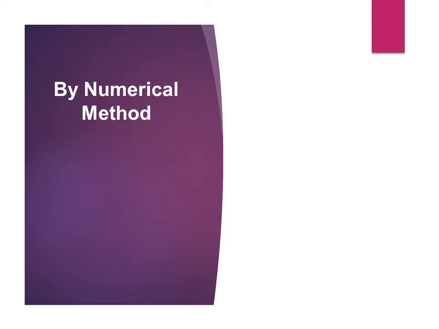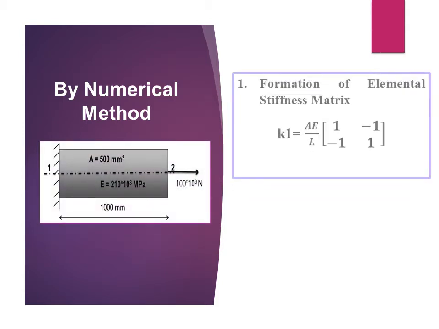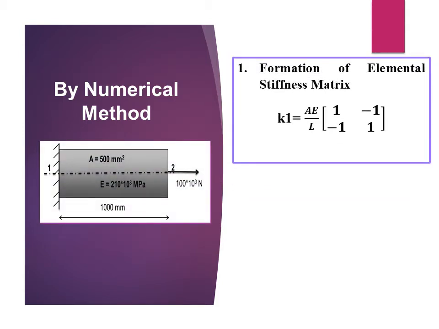Before going to the computer program, I am going to explain the numerical method to solve this 1D bar problem. As per the given statement, we have to discretize the one-dimensional bar. So I am going to discretize this one-dimensional bar into one element itself. So only one elemental stiffness matrix is going to be present here.